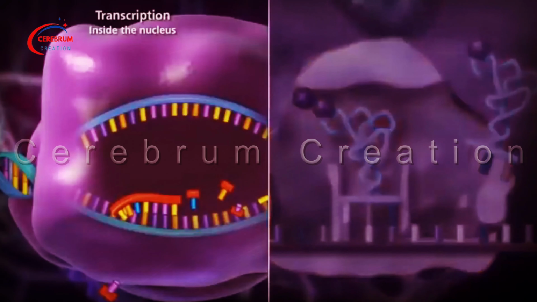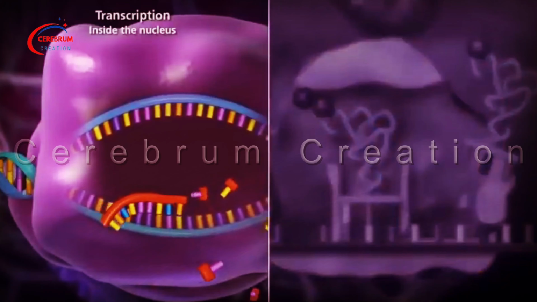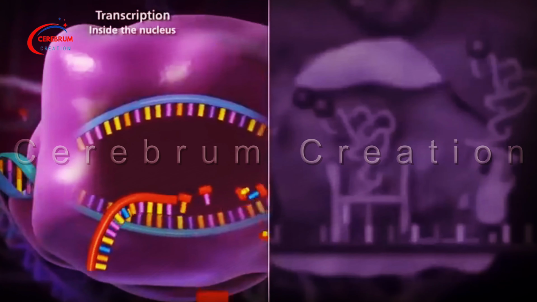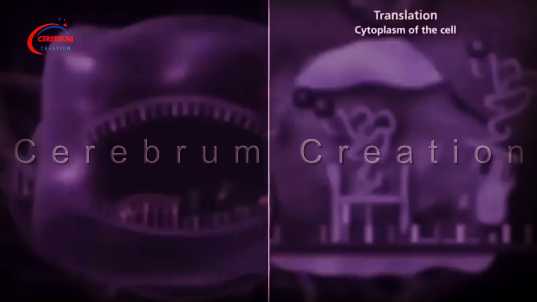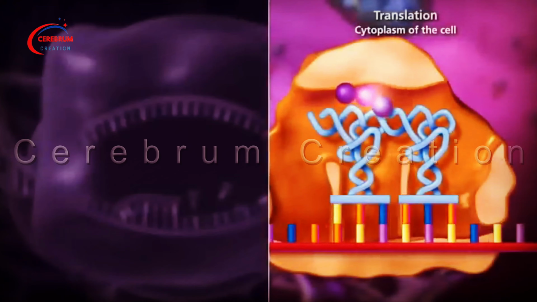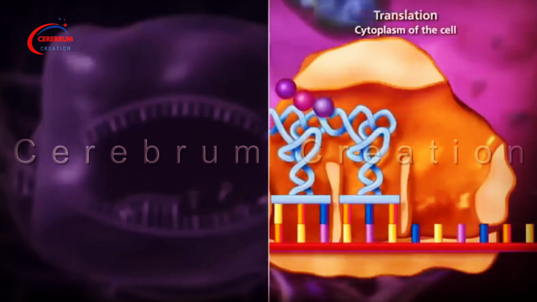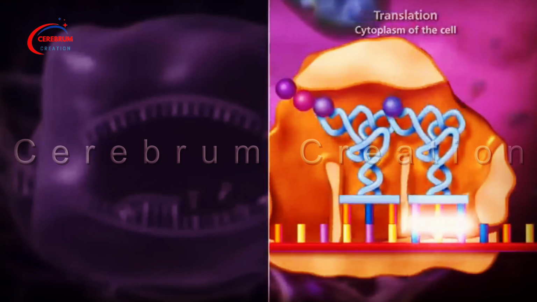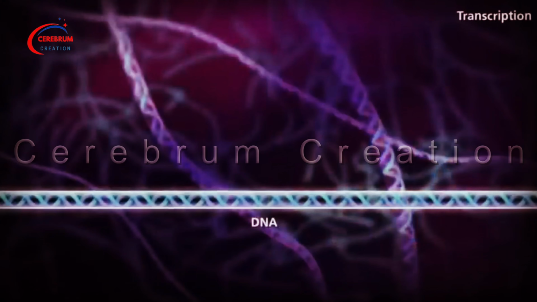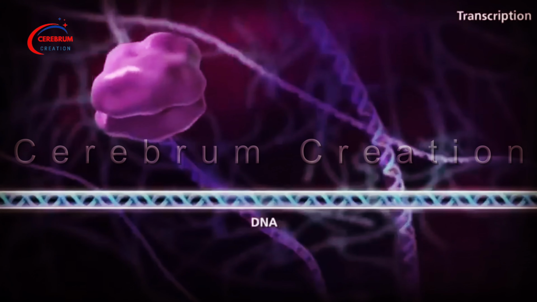In eukaryotic cells, transcription occurs in the nucleus, where DNA is used as a template to make messenger RNA. Then in translation, which occurs in the cytoplasm of the cell, the information contained in the messenger RNA is used to make a polypeptide. During transcription, the DNA in the gene is used as a template to make a messenger RNA strand, with the help of the enzyme RNA polymerase.